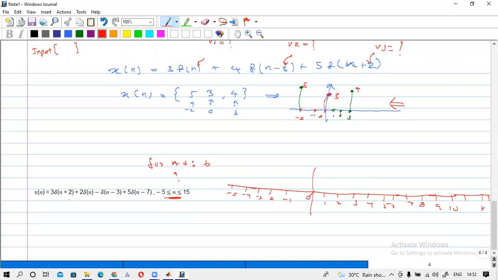So when you plot this, n plus 1, you will have 3. That means with that plus you are shifting this way, no? So here you have an impulse, it is 3. And at 0, you have another impulse, so it is 2. And n minus 1, you have -1. That means minus is shifted to here.